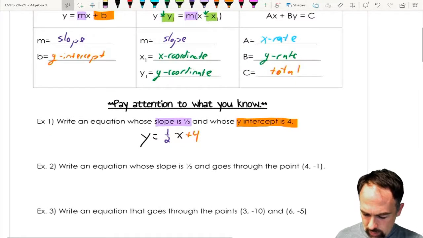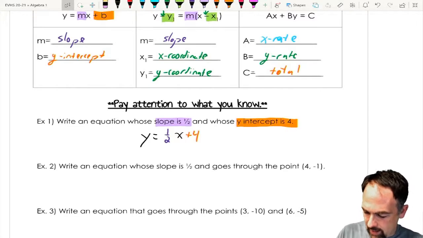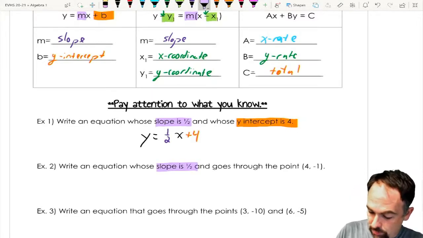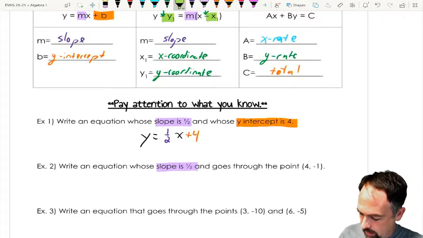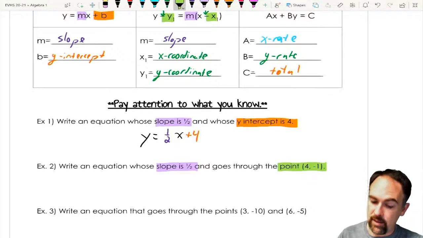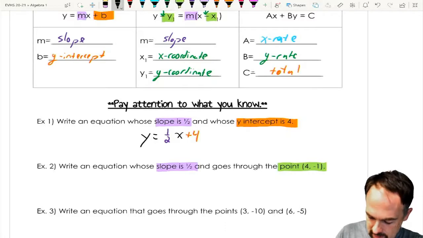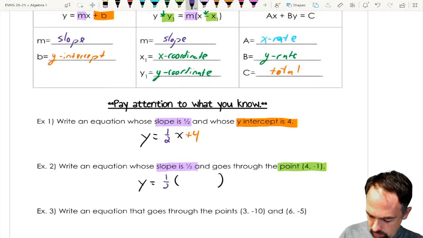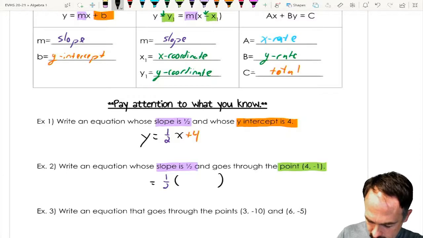Okay, example 2: write an equation whose slope is 1/2. I'm going to go ahead and highlight that in purple again for slope, and goes through the point 4, -1. Now, I have a point here, but it's not the y-intercept. So this time, I'm going to write it in point slope form. So I need those parentheses. The 1/2 is going to go there. Oh, and you know what? I didn't scoot over far enough.